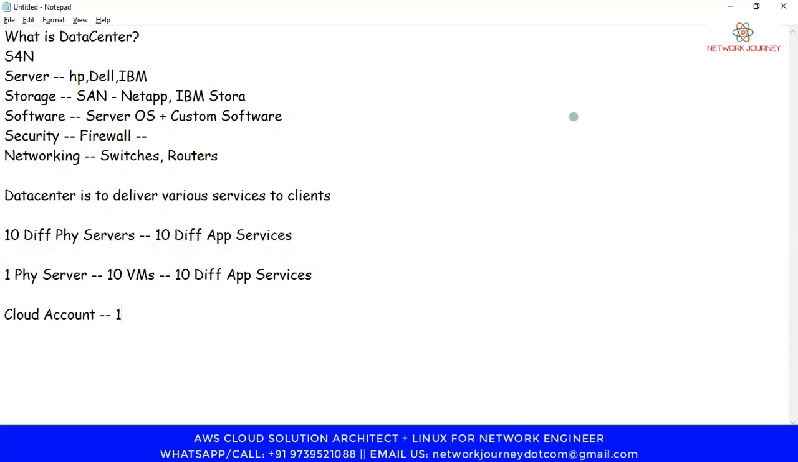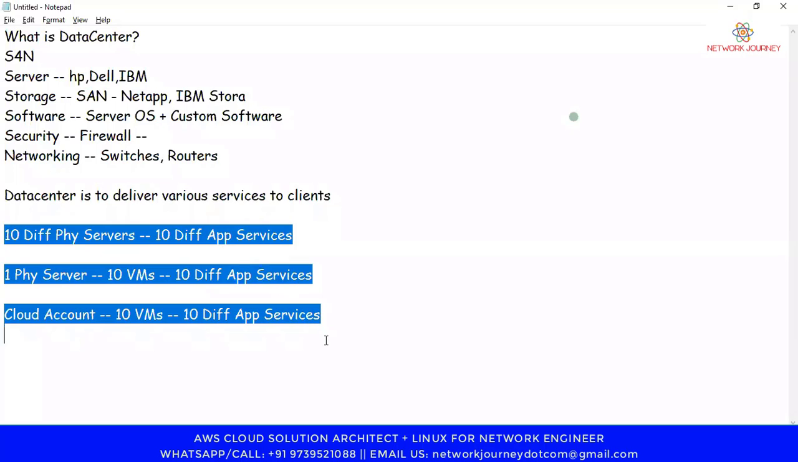On the cloud account, you can have 10 or more virtual machines, and then you can host the same kind of 10 different applications. So what is it finally? Ultimately, what we are doing is reducing the number of physical servers. Your aim is to deliver the service, and for that you need virtual machines. Those virtual machines you can directly take from the cloud service provider, so you need no physical server then. This is how we evolved from the physical environment to the cloud.